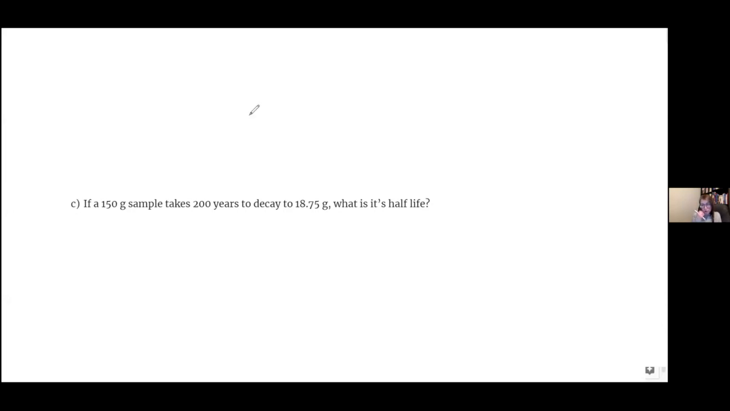One last example for you that might feel a little bit backwards. In this case, we know the starting amount and the ending amount. So we know that 150, we're going to divide it by 2 as many times as we need to until we end up with 18.75 grams. We can't just do 150 divided by 18.75 because the amount that decays changes each time. We're always dividing by 2. So I tell most people, just divide it by 2 in your calculator and keep track of how many times.